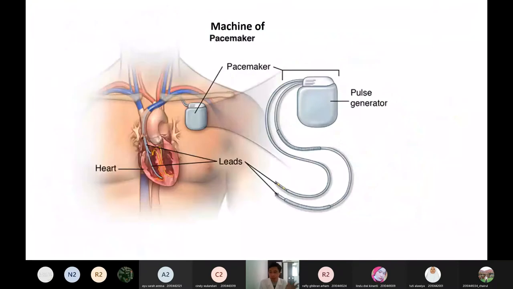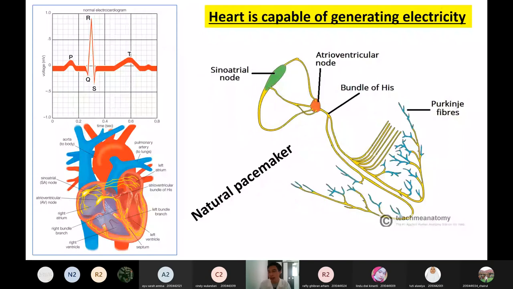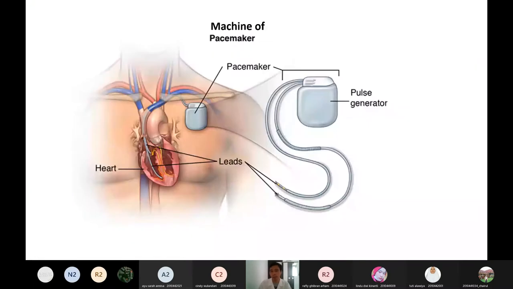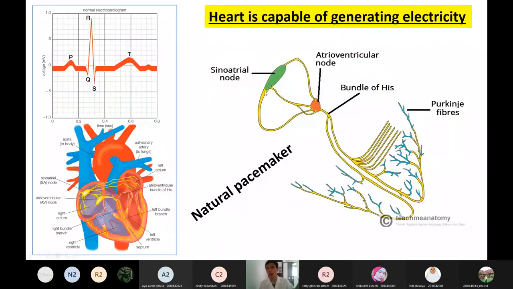Sometimes people with a cardiovascular disease, with a heart problem, for example heart damage, have a natural pacemaker that couldn't work properly. And as a consequence, the heart couldn't pump the blood in normal conditions. So scientists designed pacemaker machines that mimic this capability of the sinoatrial node to generate electricity, to induce the activity of the heart itself.